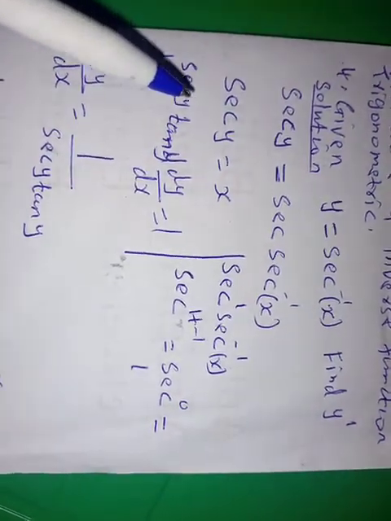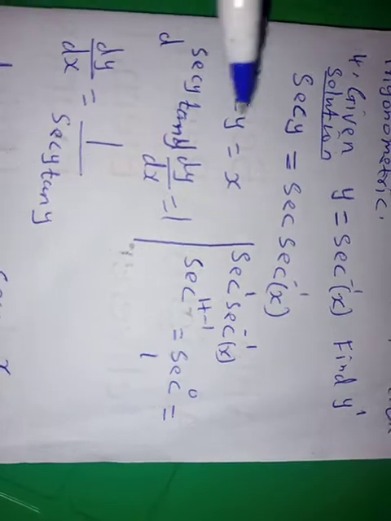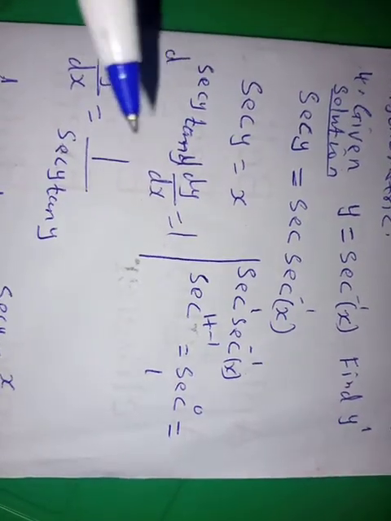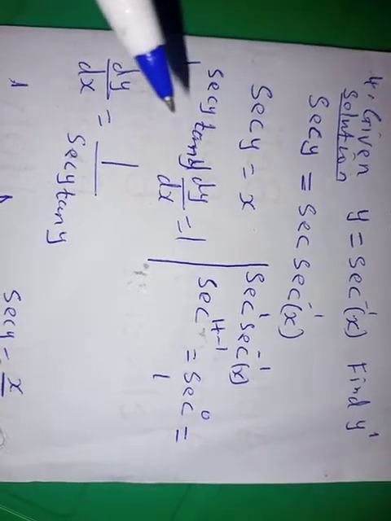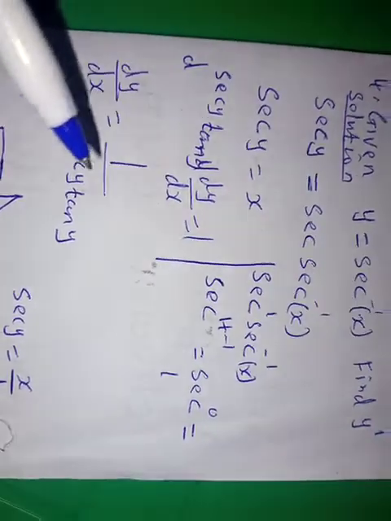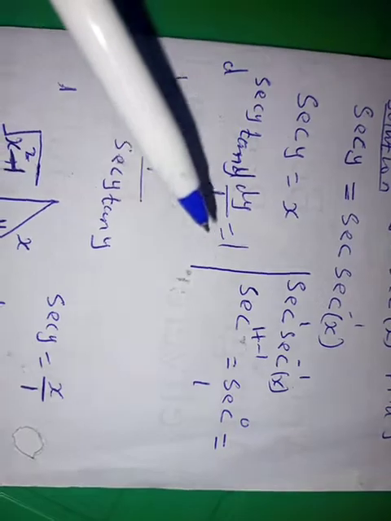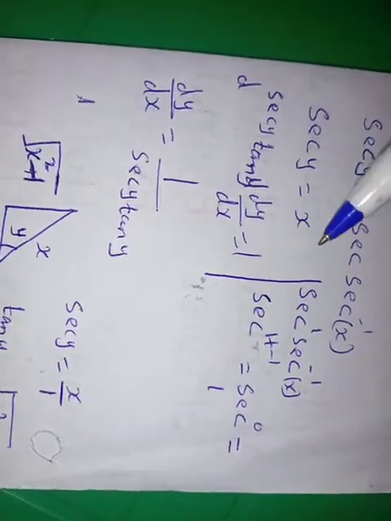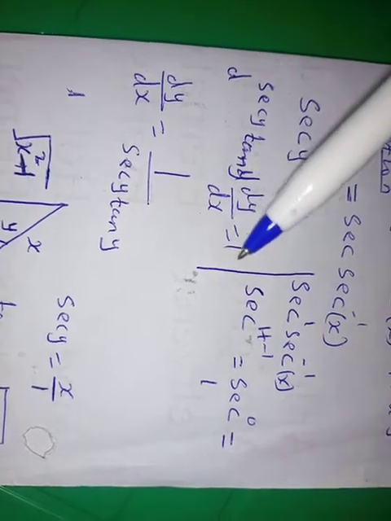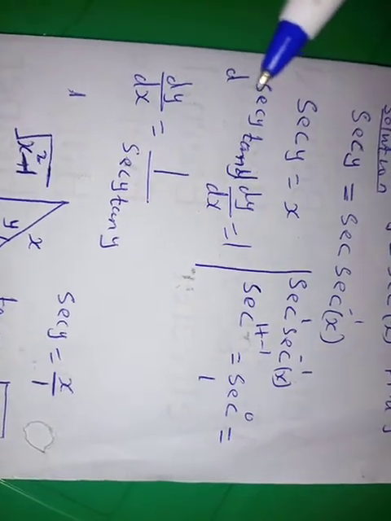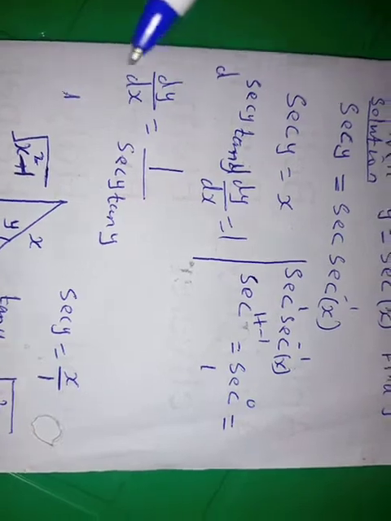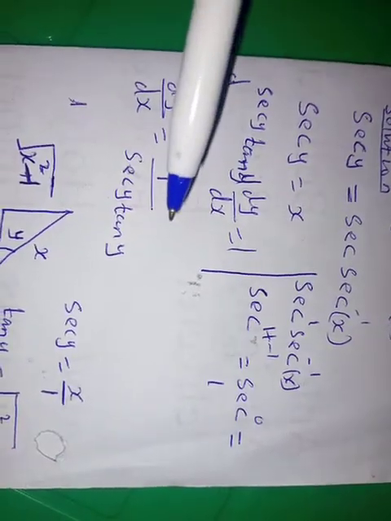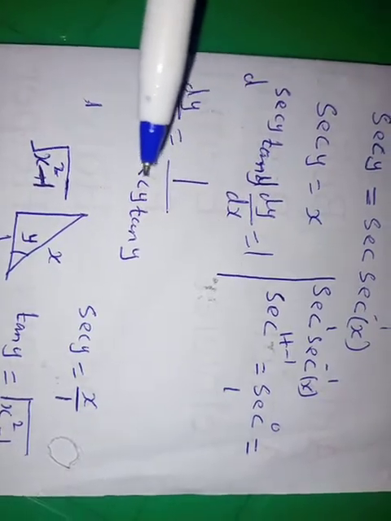Then we differentiate this equation. On the left hand side, we differentiate with respect to x. The derivative of sec y is sec y tan y dy dx, because it is an implicit function. The derivative of x with respect to x is 1. So we divide both sides by sec y tan y to be left with dy over dx, which is equal to 1 over sec y tan y.